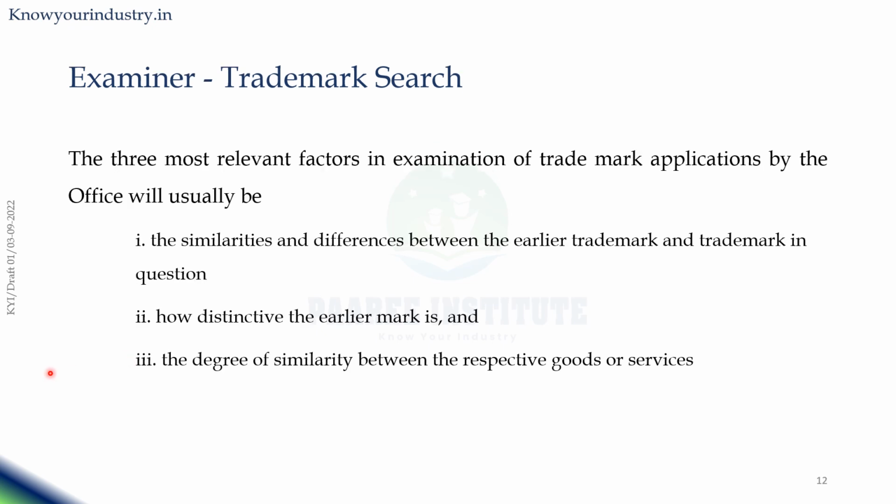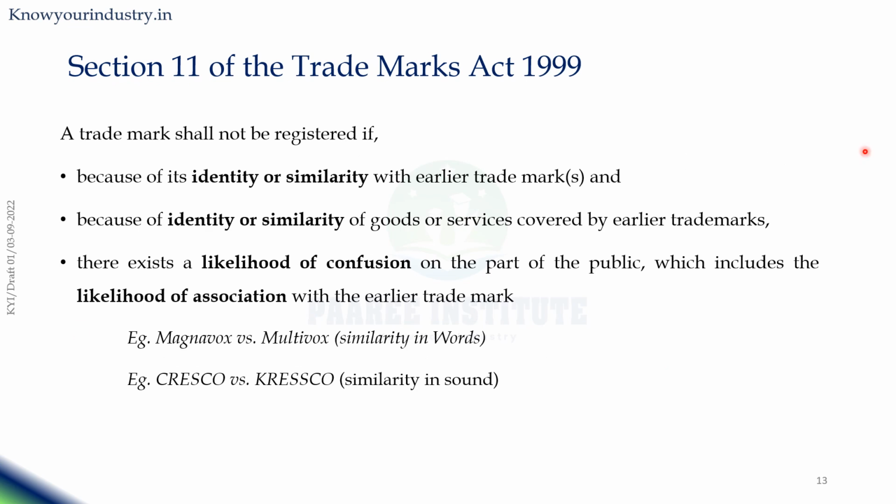Once the examiner completes the trademark search, he will compare the earlier filed or earlier registered trademarks with the current trademark. These are the important factors the examiner will take into consideration for the examination of trademark applications. The first point is, what is the similarity and difference between the earlier trademark and the trademark in question? Second, how distinctive the earlier trademark is and the degree of similarity between the respective goods or services.